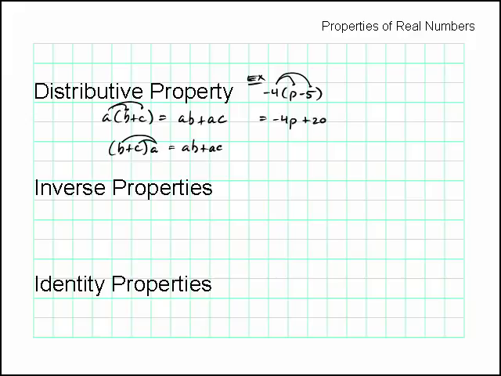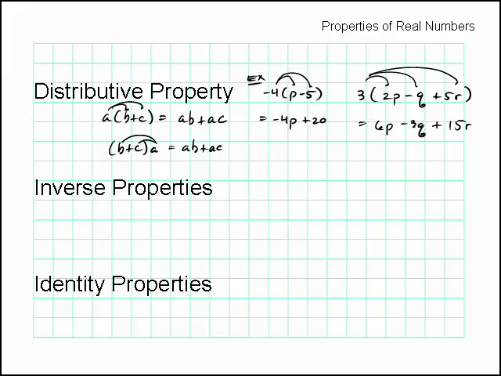Now, you can extend the distributive property to more than just two terms in the parentheses. Another example of this would be 3 times the quantity 2p minus q plus 5r. I'm going to distribute the 3 in. 6p minus 3q, and then 3 times 5r is 15r. Let me fix that mistake. Plus 15r. There we go. Okay, so there's a couple examples of using the distributive property.